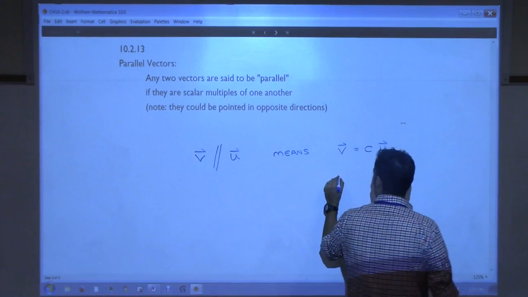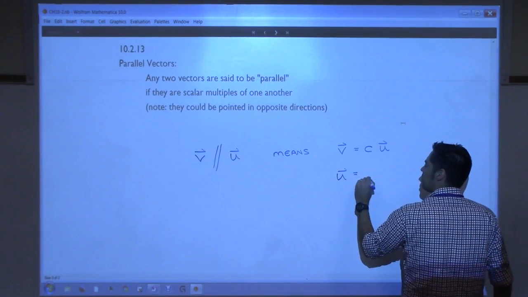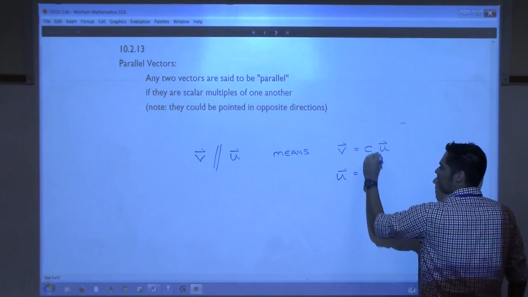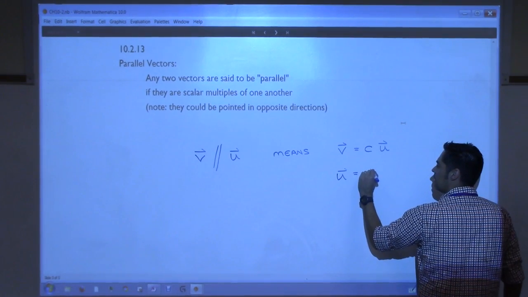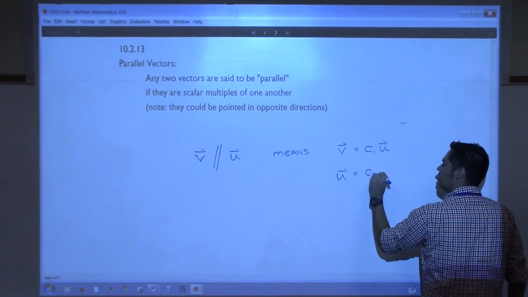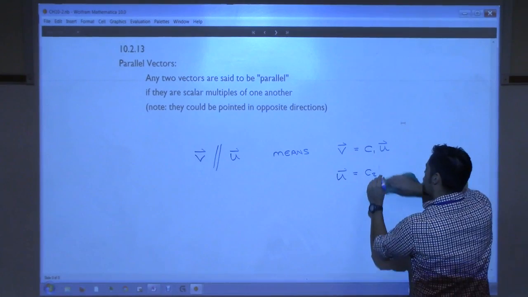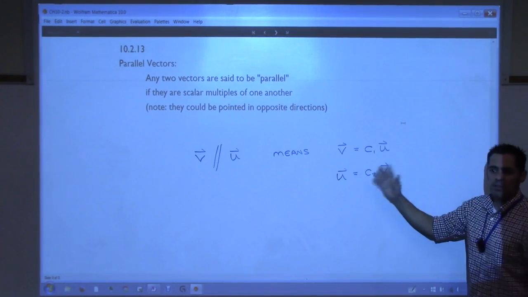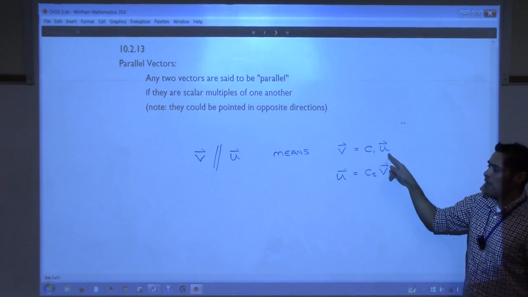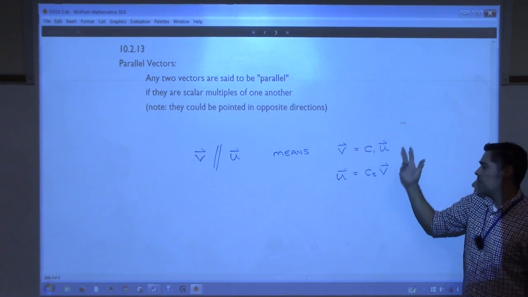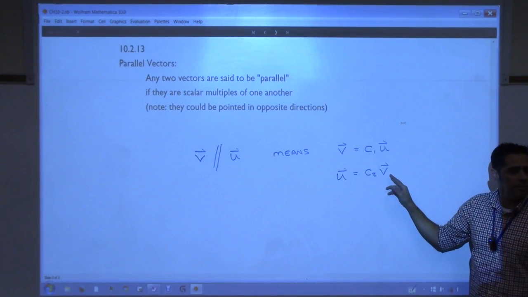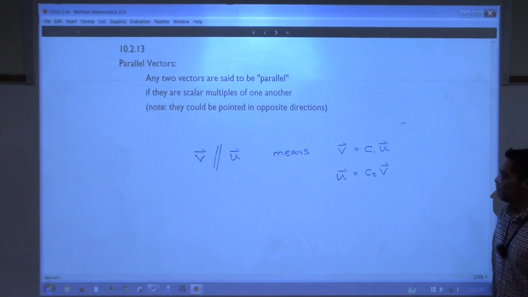Could I have written it this way? U is some scalar multiple. It may not be the same number, so I'm going to use a different letter. How about call that C1 and we'll call this C2. These mean the same thing, don't they? V is a multiple of U is the same as saying that U is a scalar multiple of V.